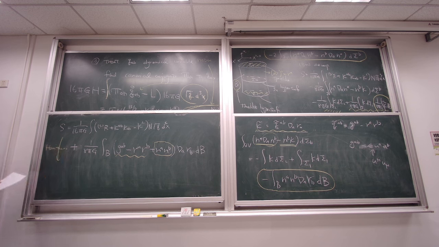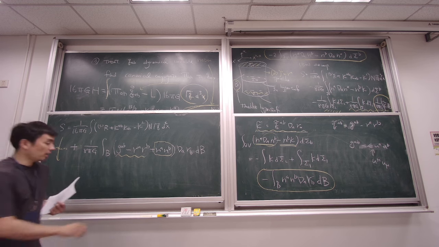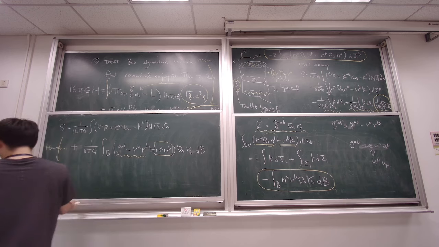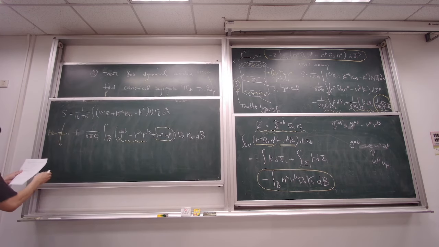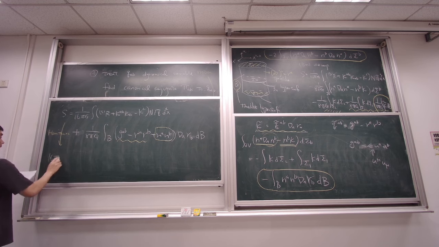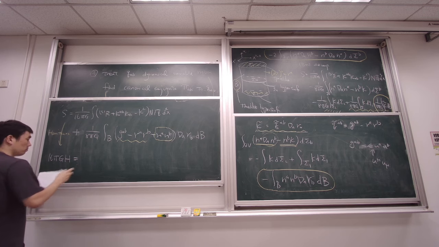Okay, the Hamiltonian from here. It's the same procedure, so they just use the same procedure, and what you get is as follows. I'm not going to write down everything. So here, what we have is 16 pi G times H.